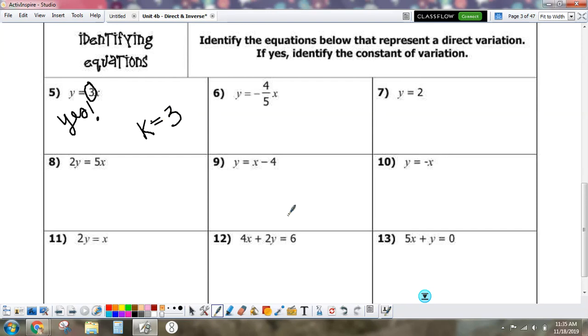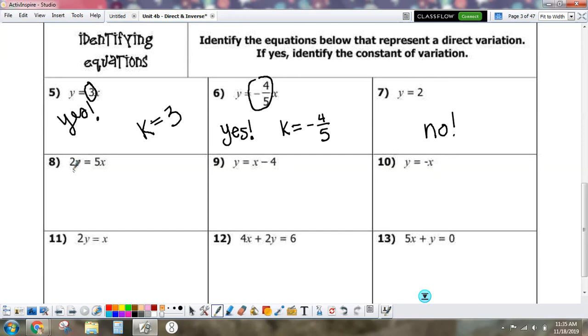For number 6, same idea, y equals our constant times x. Yes, this is a direct variation. My constant is negative 4/5. For number 7, I don't have an x here. It's y equals 2. There's no x term, so this is not a direct variation.